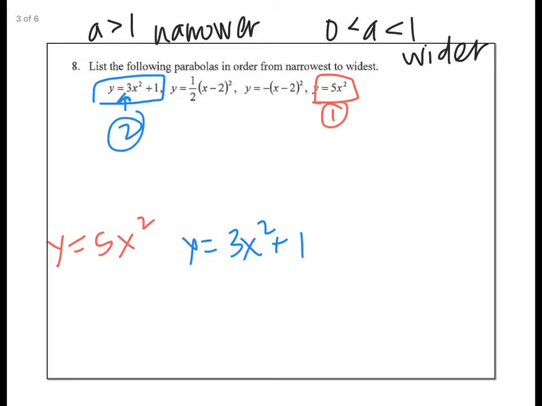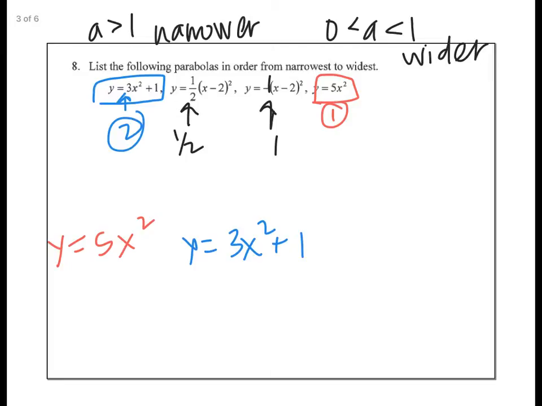Next I have a half for this a value, and then for this a value I don't see a 1, but it's really a 1 that's hiding in front of there. What some kids get confused by here is that this a value is a positive half, and this a value is a negative 1. But remember, the negative doesn't matter when we're talking about the width. The negative just flips it. So really I can just focus on the 1/2 and the 1.